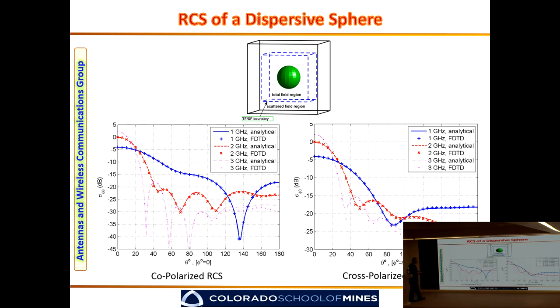We did this on a canonical problem like a sphere. And we ran the finite difference time domain, and with one run, we obtained the results at three different frequencies. We ran the exact solution at those three different frequencies with the three different permittivity profiles, and you can see a perfect match for the RCS in two different plane cuts.